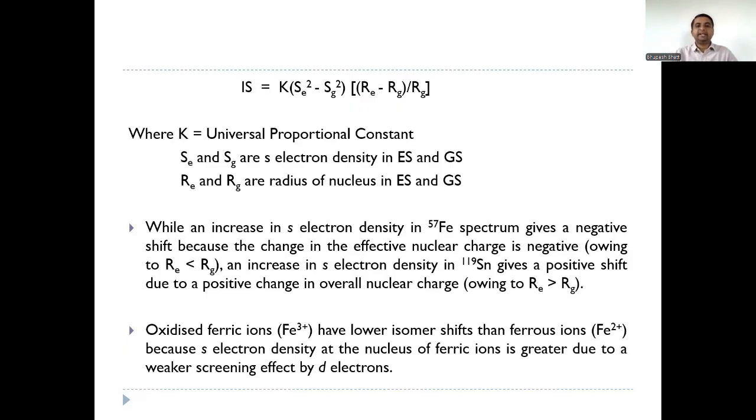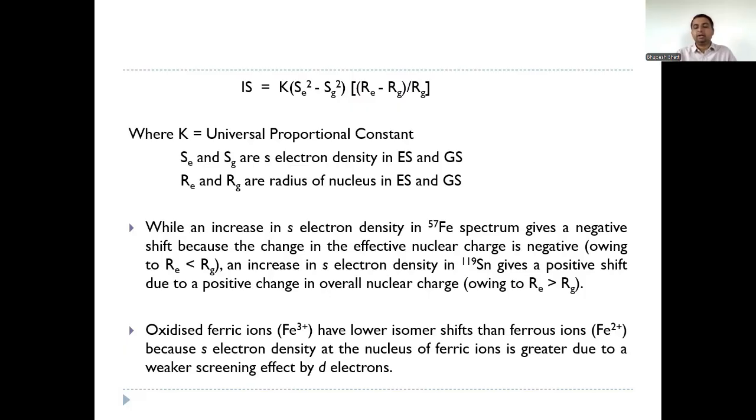Now, when there is an increase in s electron density in 57 Fe, the spectrum will give a negative shift, because the change in effective nuclear charge is negative, owing to Re less than Rg. What is the meaning of this? When we have 57 Fe, if the electron density of s electrons is increasing, we will have more isomer shift toward the negative side. That is, we will have the signal on the left side of 0, as we have seen in the spectrum. And in this case, the value of Rg will remain higher compared to the Re value.